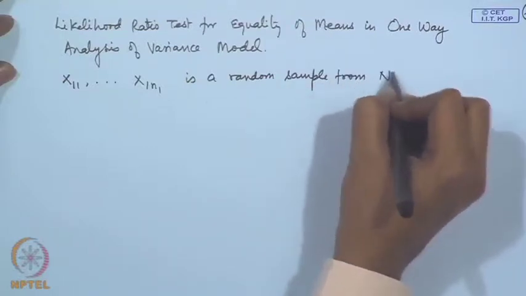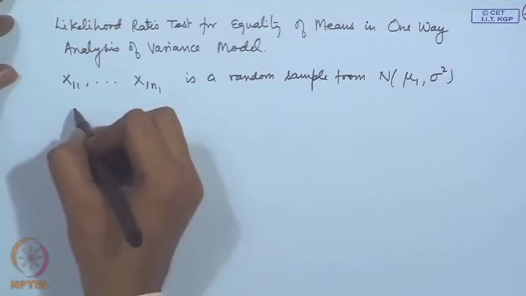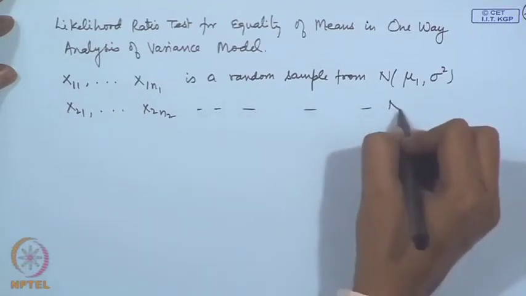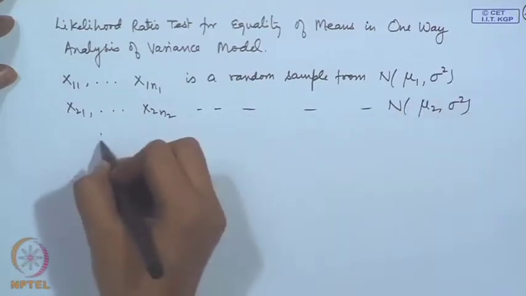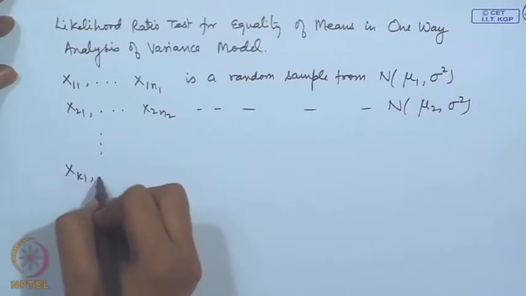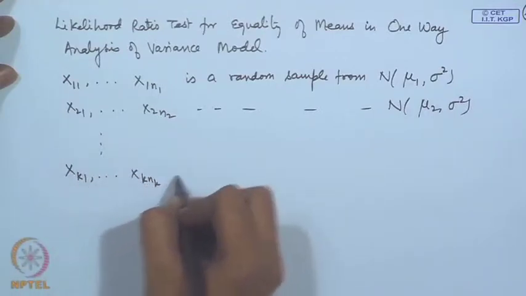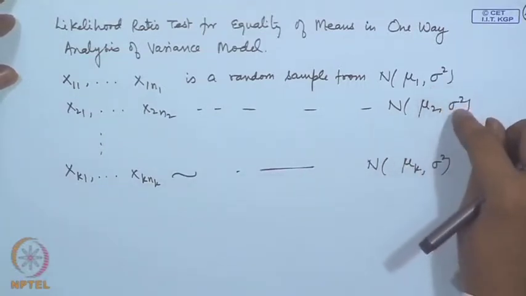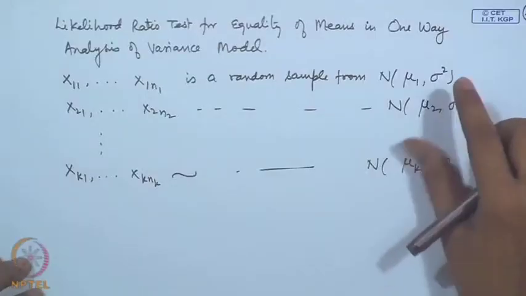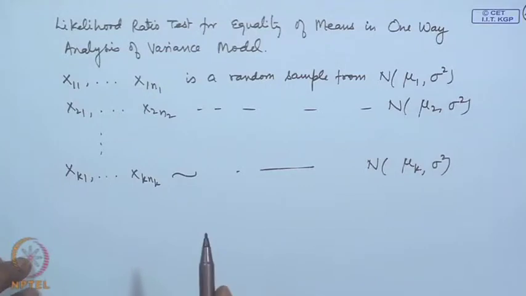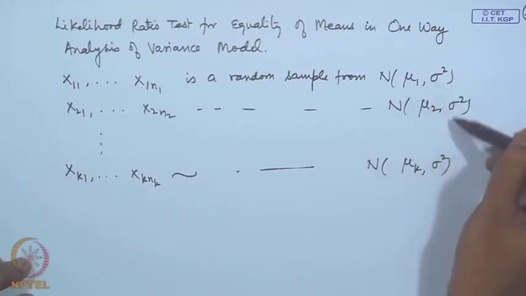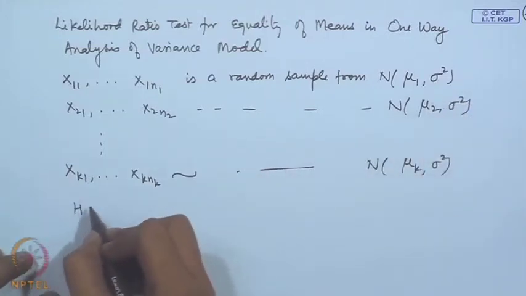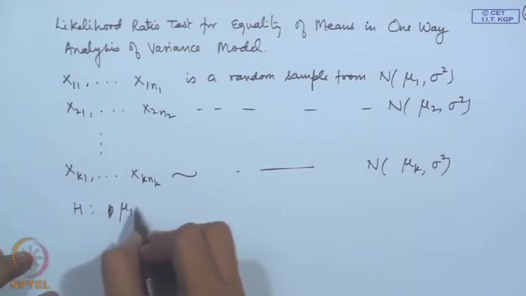from say normal mu 1 sigma square, x 2 1 and so on, x 2 n 2. This is a random sample from normal mu 2 sigma square and so on, x k 1 and so on, x k n k. That is a random sample from normal mu k sigma square. Note here I have taken the variances to be common. So, this is actually the situation of a one way analysis of variance model, and we are considering the variances to be the same. Our testing problem is to test that whether the means are the same or not.